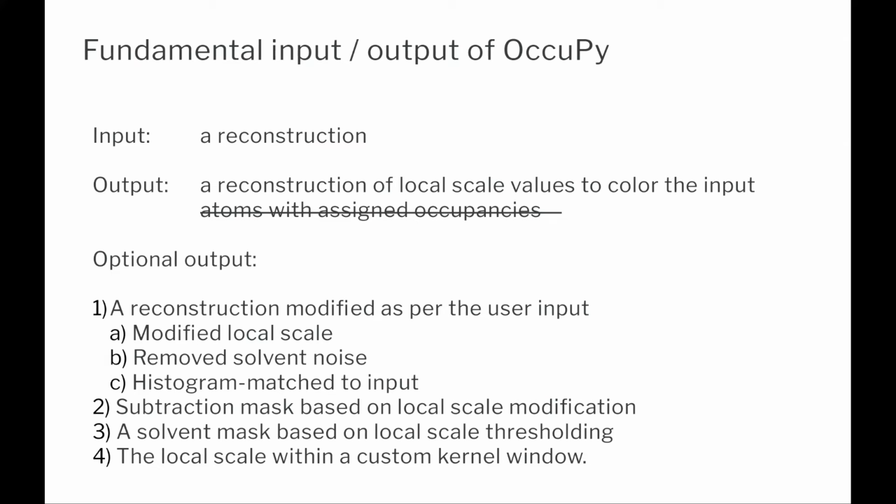But you can also do very neat things. You can generate a subtraction mask. So if you find a modification that really attenuates away things you don't want, it's straightforward to use that to generate a subtraction mask that you can use in your processing pipeline. You can also define solvent masks by just thresholding the local scale directly in the GUI. And you can also estimate the local scale or occupancy within a predefined mask that you choose and provide to the GUI. So I am hoping that I can show you a few of these things.